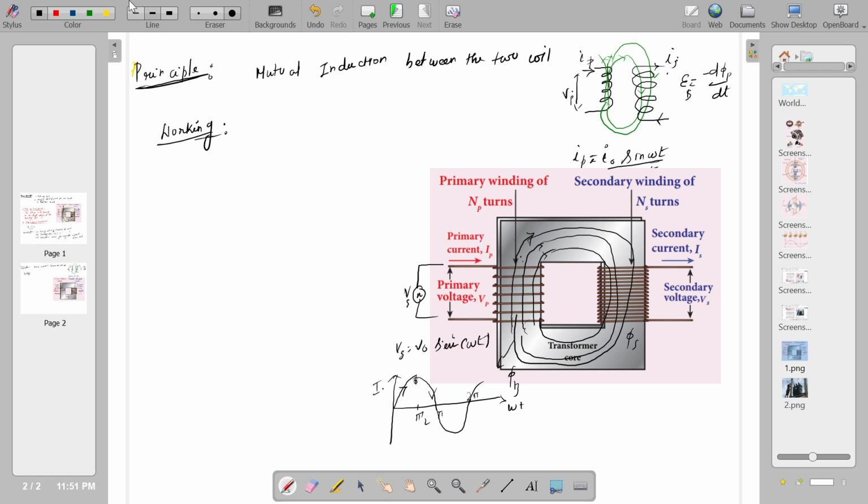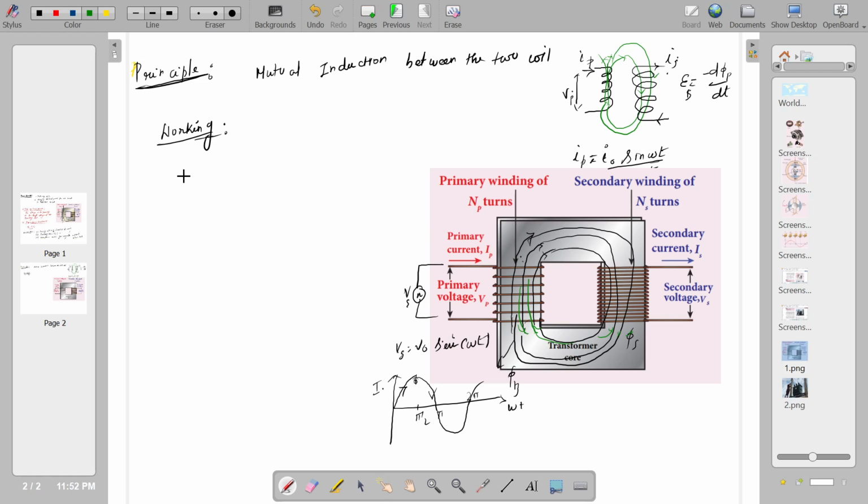That means when omega t equals pi by 2, the flux will be in this direction. So the number of flux lines keeps on changing, and keeps on changing with the secondary. So there is an induced EMF in the secondary coil.